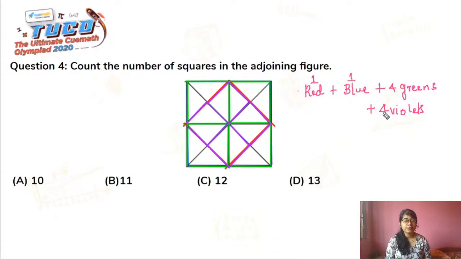4 plus 2, 6 and 6 plus 4, 10. So we have in total 10 squares in this particular diagram.